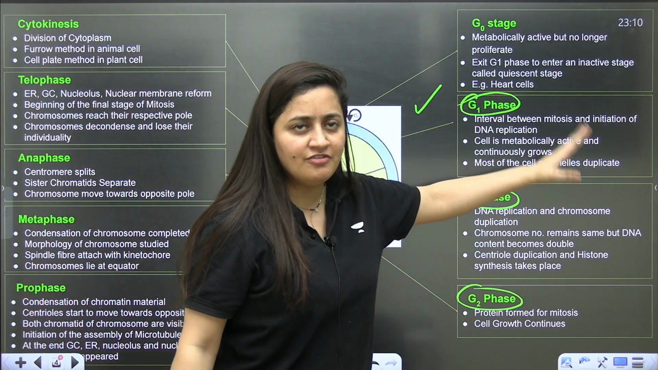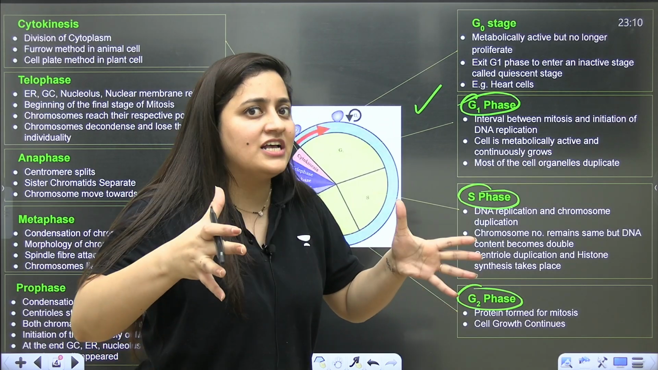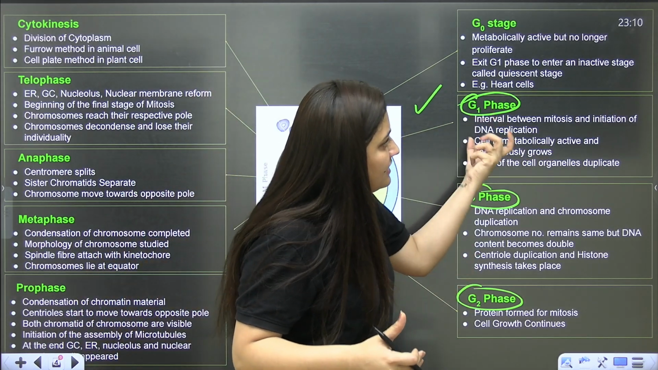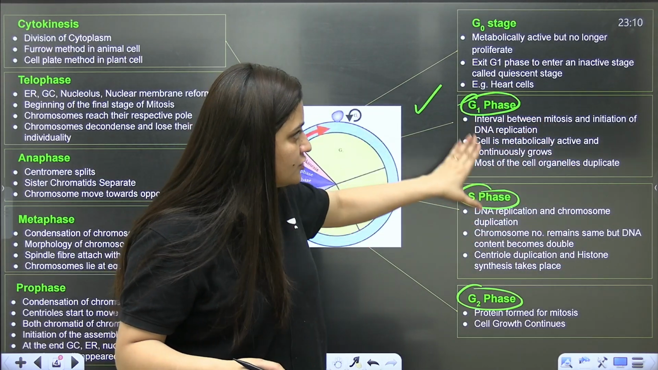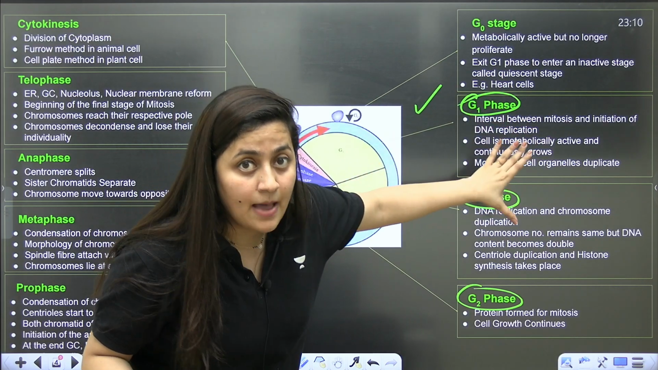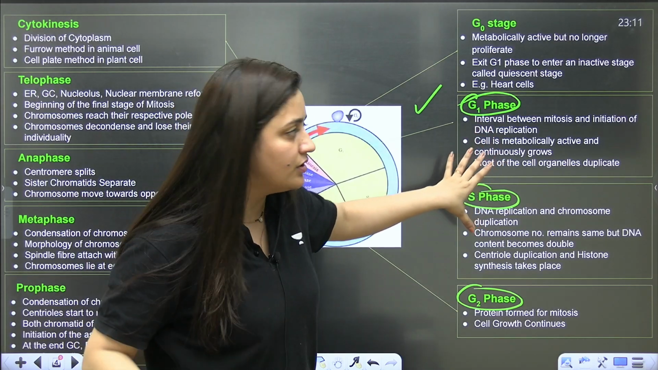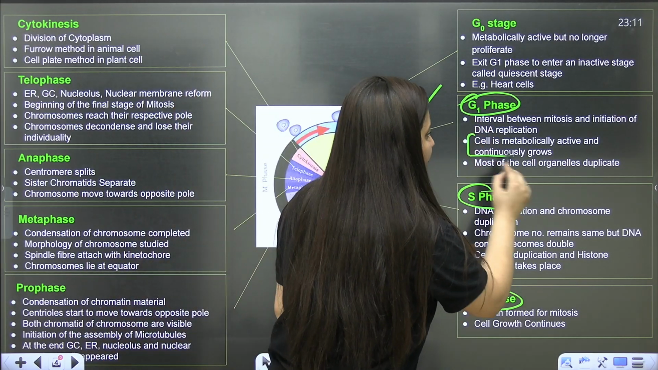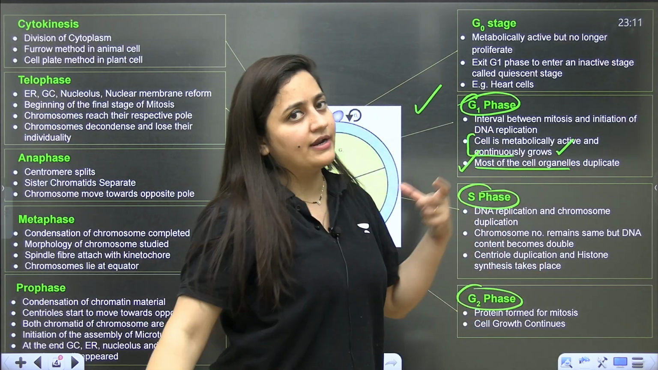So in the G1 phase, what is going to happen here? RNA synthesis, protein synthesis, and cytoplasmic growth will be there. It is the interval between mitosis and initiation of DNA duplication. That is your G1 phase. That is the gap 1 phase, growth 1 phase and post mitotic phase. You can note down these points. The cell is metabolically active, it will continuously grow, and most of the cell organelles duplicate.